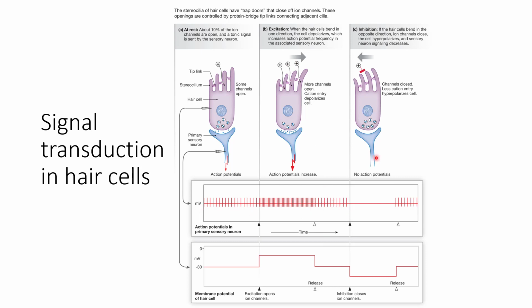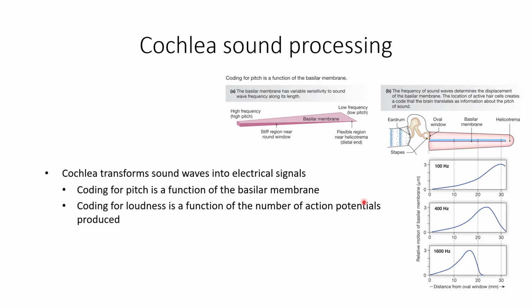If we bend the hair cell the opposite direction, we can actually close and hyperpolarize the cell. So we close all the ion channels and we get no action potential. So we can actually stop that signal. So by the frequency of these action potentials, we can then be sending signals to the brain. And we have these hair cells all along our cochlear membrane. So that leads us to this processing that then occurs.